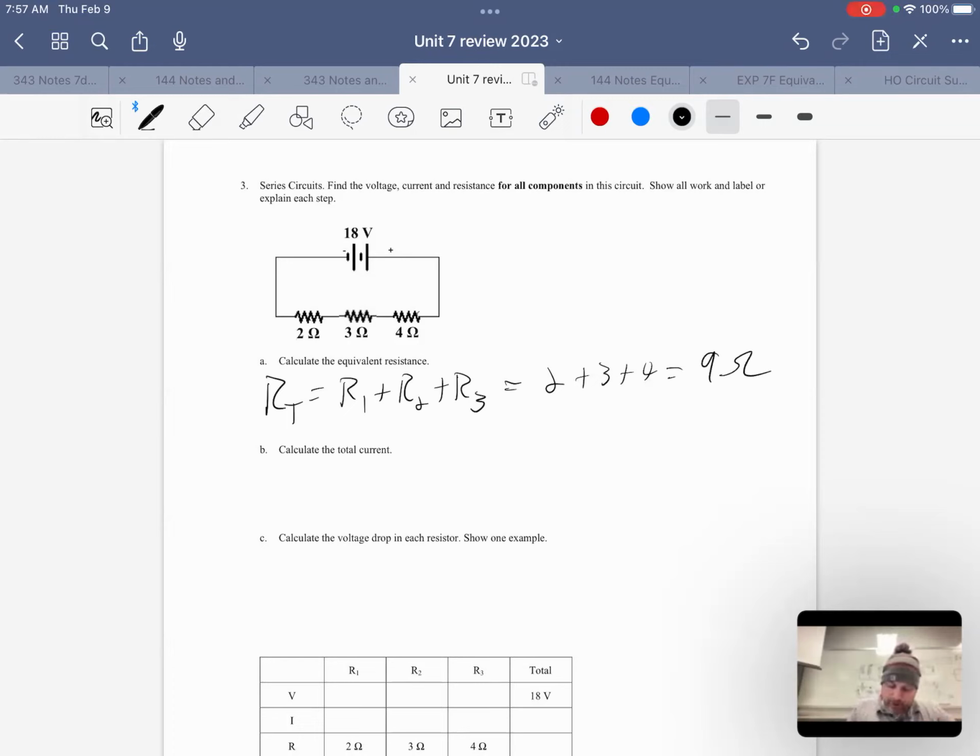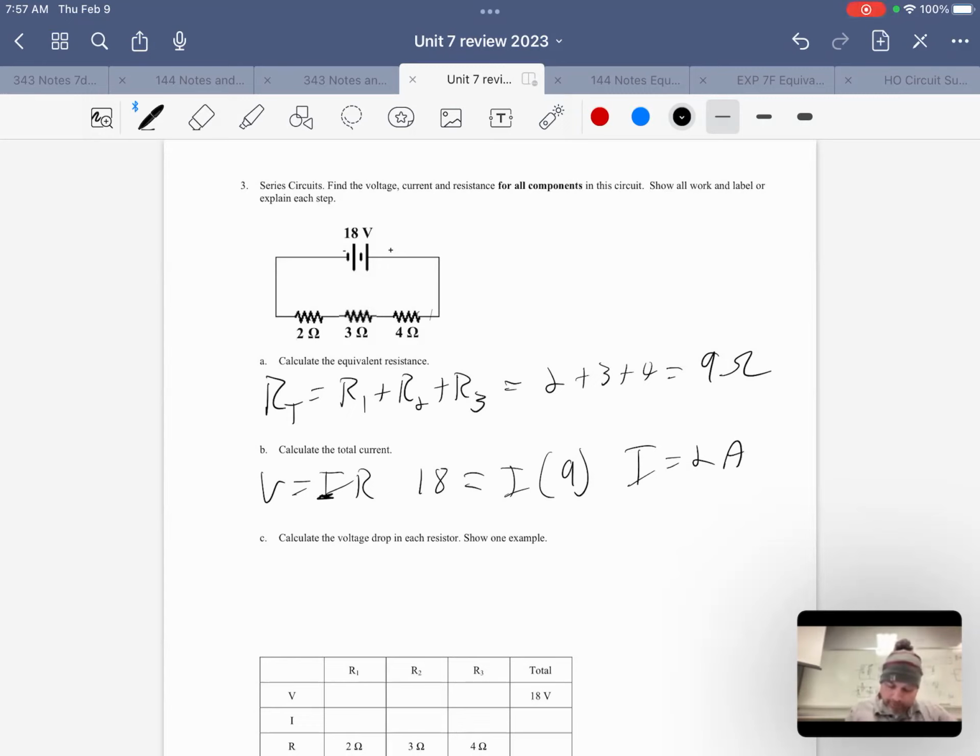All right. Total current. Well, this is going to be V equals IR for the whole circuit. So V equals I times R. This is for the whole thing. So the voltage is 18. Remember, total, battery are kind of the same thing. 18 is equal to the current I'm looking for times the total resistance 9, which we just found. And so I equals 2 amps.